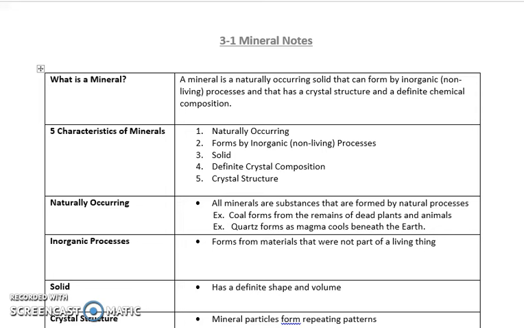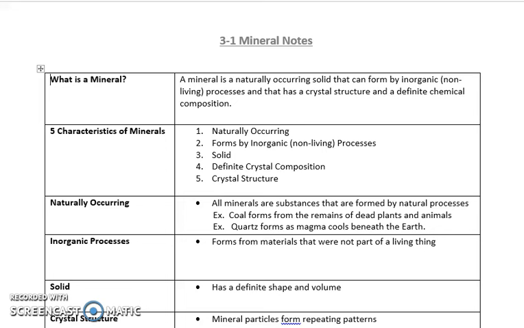Now there are 5 characteristics of minerals that make a mineral a mineral. Number 1, it has to be naturally occurring. 2, it forms by inorganic or non-living processes. 3, it must be a solid. 4, it has a definite crystal composition. And 5, it has a crystal structure. If it doesn't have one of those 5 things, it's not a mineral.